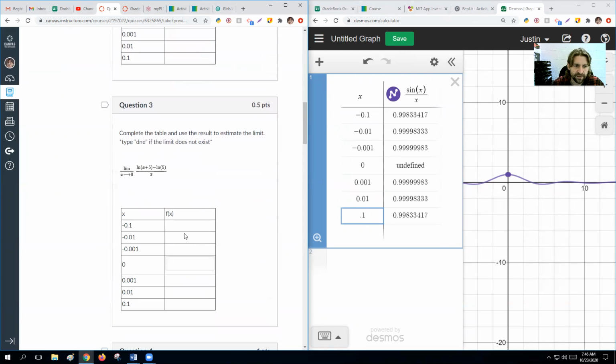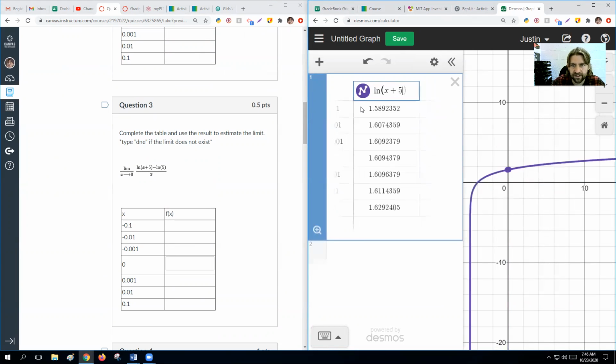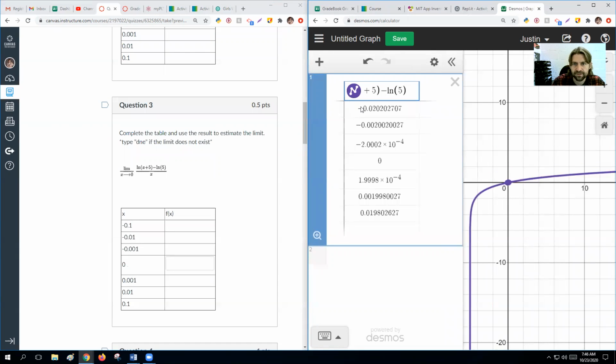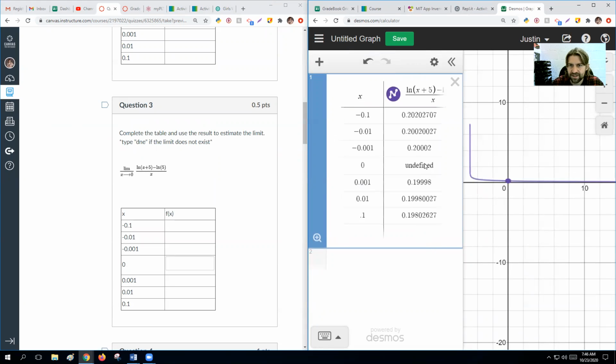Okay. Now the next one here, we're going to use the same limit. So you know what I'm going to do? I'm just going to click this function here and rewrite the function. So we have the natural log of x plus 5 minus the natural log of 5, and this is all going to be divided by x. Can I do that? Yeah, I think I can.